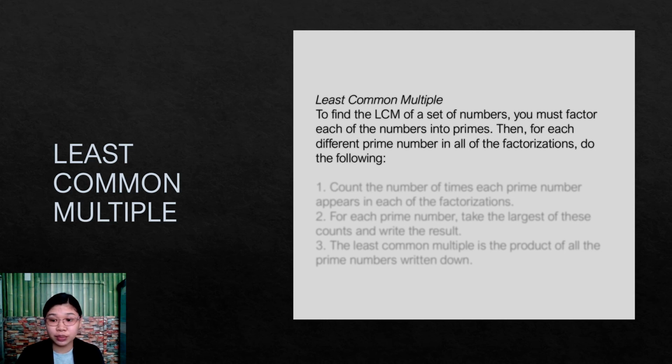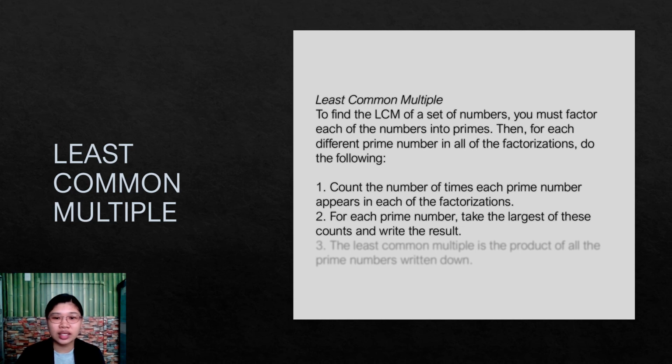First, for the least common multiple, count the number of times each prime number appears in each of the factorizations. Meaning, you have to prime factor it. And then second, for each prime number, take the largest of these counts and write the result. Third, the least common multiple is the product of all the prime numbers written down. So, to visualize this, another example will be provided.